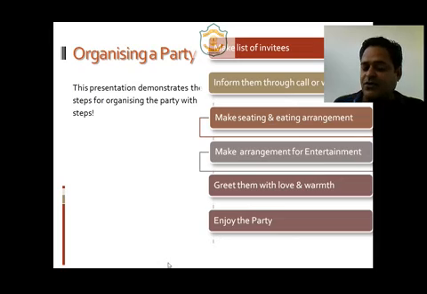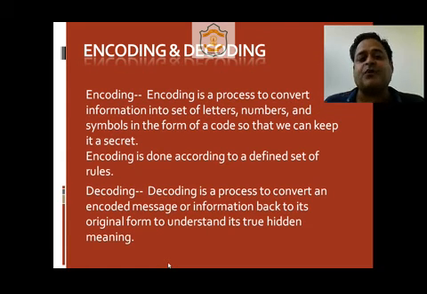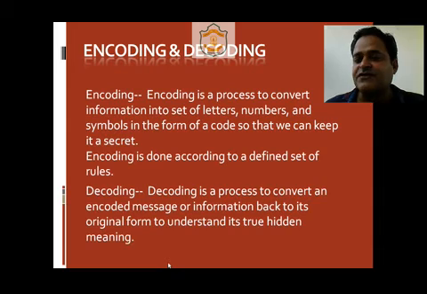So now our next topic is encoding and decoding. Encoding is a process to convert information into a set of letters, numbers and symbols in the form of a code so that we can keep a secret. Encoding is done according to a defined set of rules. Okay, so this was the definition. Now let me explain to you what exactly encoding means. Encoding means hiding your information in some sort of codes, which are created using a set of rules.